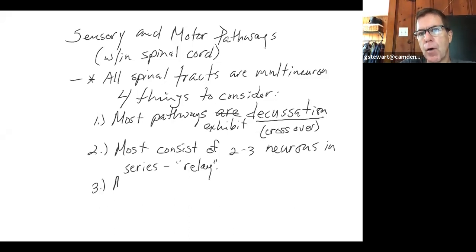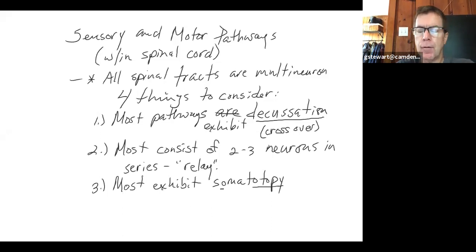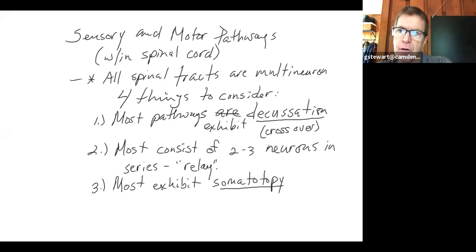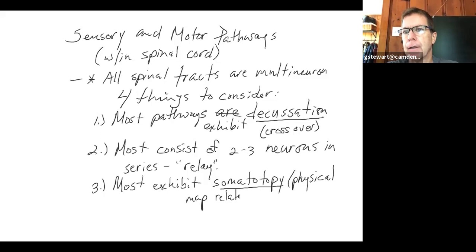Number 3, most exhibit some sort of somatotopy. That word refers to a geographical or functional map. They lie in a specific physical arrangement based on function, so a spatial relationship. I think the example your book gives is that pain and temperature receptors from the superior body, meaning from the arms, shoulders, and head, lie medially to sensory receptors from the inferior part of the body. All this means is a physical map related also to function.